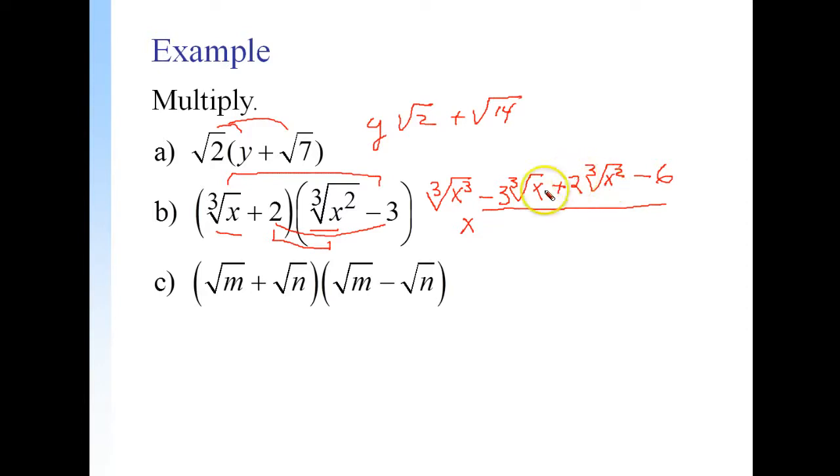Now, as we look at letter C, something interesting is happening. Here we see these radicals are the same. One has a plus, one has a minus. These are actually conjugates.